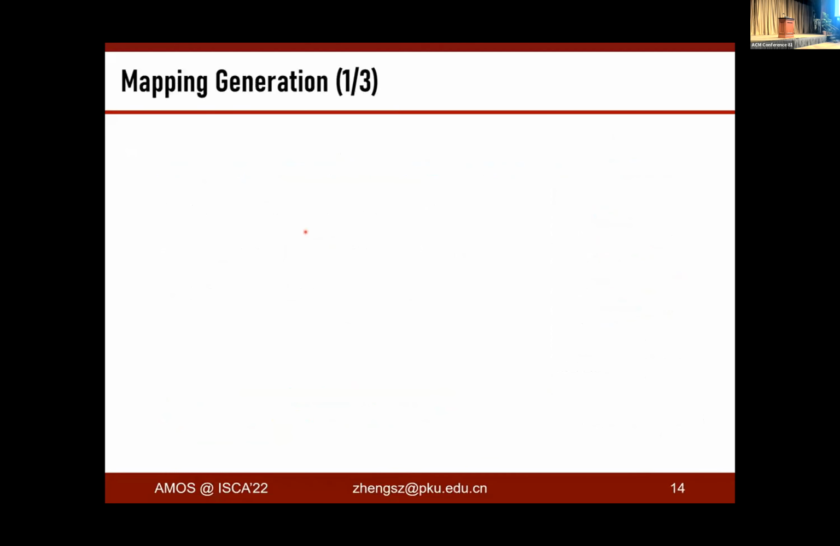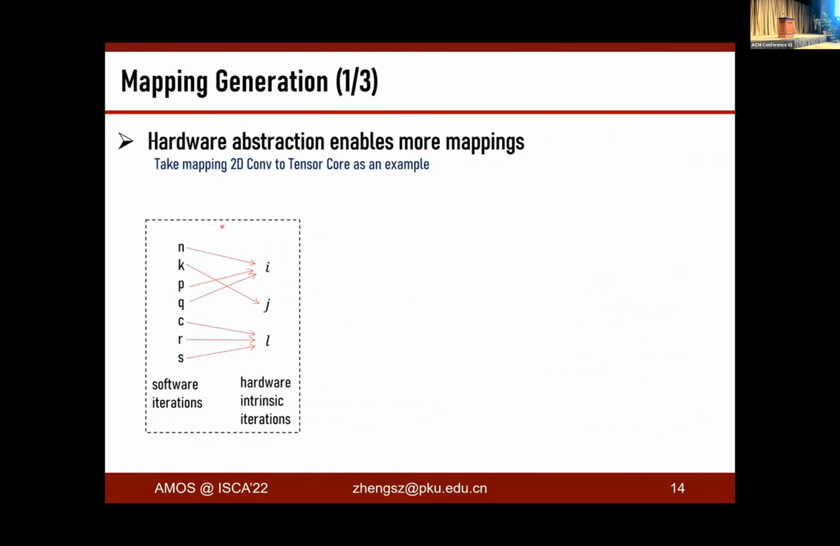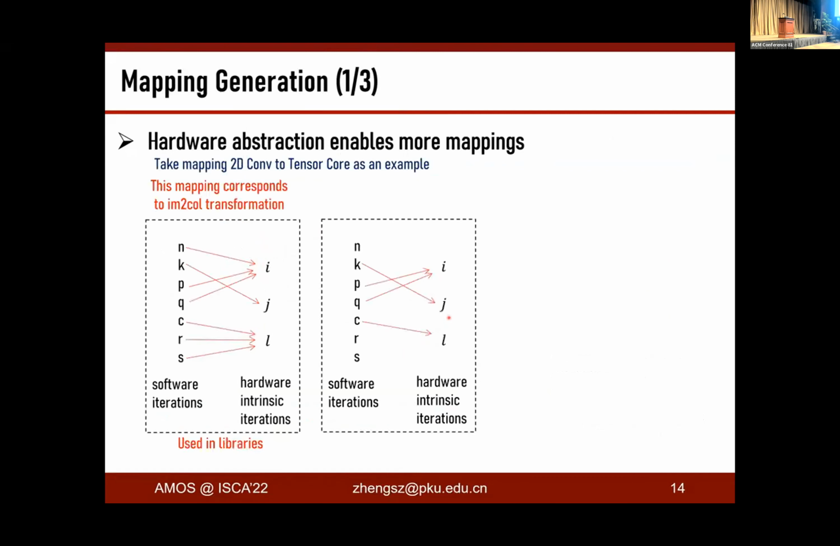There are usually various different mappings for one pair of software and hardware. For example, we have introduced the image-to-column mapping and the FuseHW mapping in previous slides. Our hardware abstraction is general enough to express these 2 mappings. Moreover, we can find there exist other mapping possibilities which are not revealed in previous work.